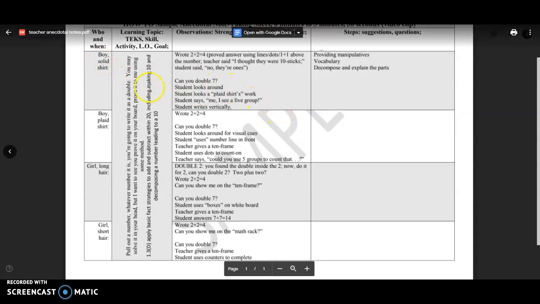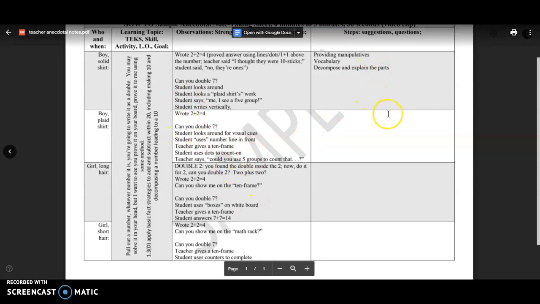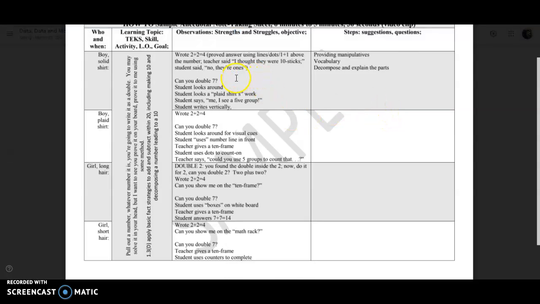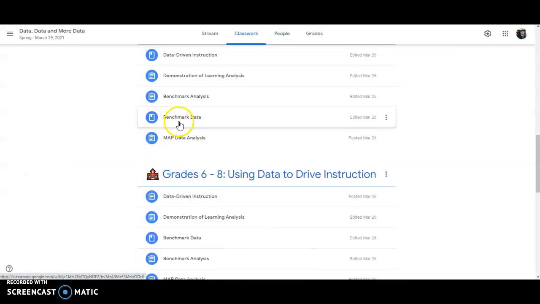So boy in a solid shirt, we can see what he was doing and what he couldn't do. Boy in plaid, girl in long hair, girl short hair. So after looking at what they're doing in the class and what they can and can't do and putting some notes as what I would say as a teacher and what the student kind of responds to, we can look at all those pieces and make some suggestions. Every time you're making an anecdotal note sheet, be looking at what the kid is saying, what the kid isn't saying, what the kid is doing, what the kid isn't doing. After you have a good idea, we always want to go back to the TEKs and make sure that we are understanding the TEK in its totality.